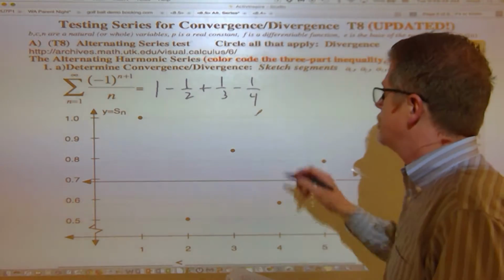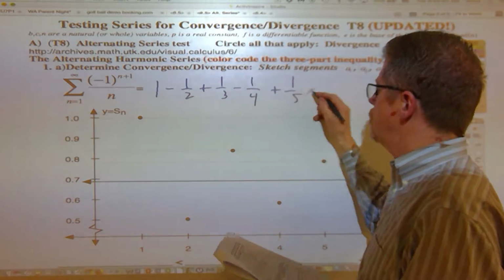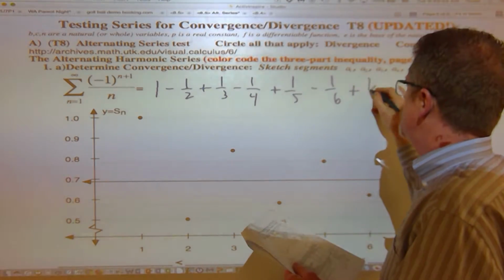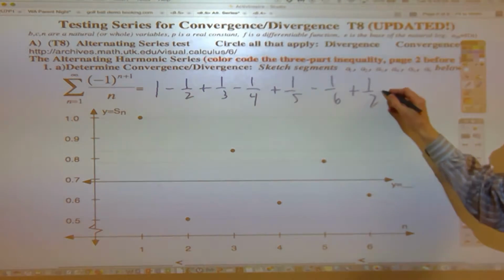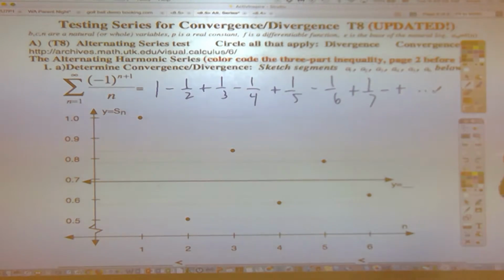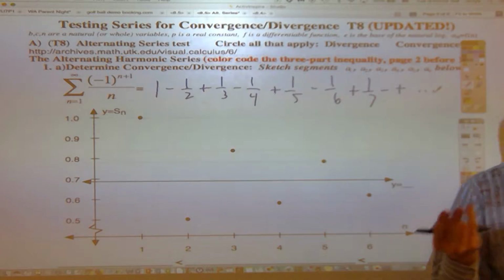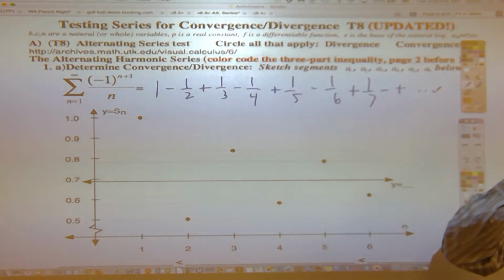I want you to write plus 1/5 all the way up to plus 1/7, minus 1/6 plus 1/7, and then we use the symbol minus-plus dot dot dot. The minus-plus indicates that the alternating pattern, the pattern that alternates between positive and negative, continues.